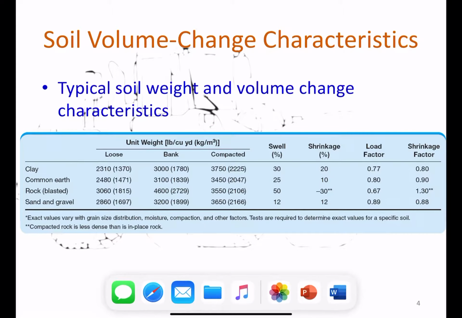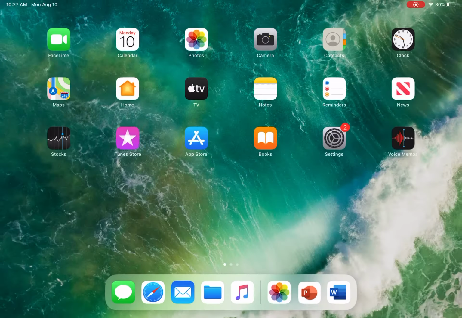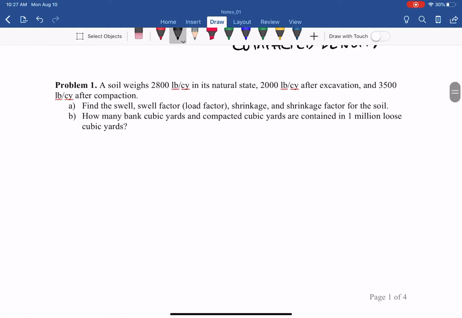So let me go back to give an example of the problem to solve. Okay, so that is problem 1 that we have here. Soil weighs 2,800 pounds per cubic yard in natural state, so that is a bank condition. 2,000 pounds per cubic yard after excavation, that is loose. And 3,500 pounds per cubic yard after compaction, so compacted. The question is: find the swell factor, load factor, shrinkage factor for the soil.